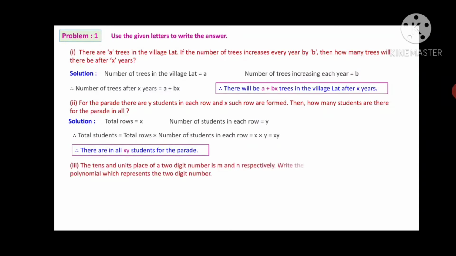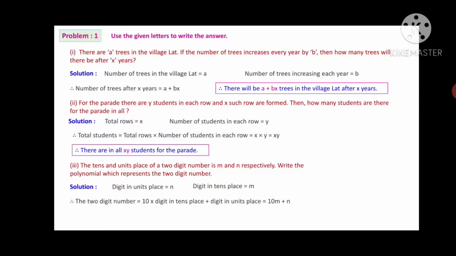Third one: the tens and units place of a 2-digit number are m and n respectively. Write the polynomial which represents the 2-digit number. Friends, it is given that the digit in the unit place is n and the digit in the tens place is m. Therefore, the 2-digit number is equal to 10 into the digit in the tens place plus the digit in the unit place, which is equal to 10m plus n. Therefore, the polynomial representing the 2-digit number is 10m plus n.